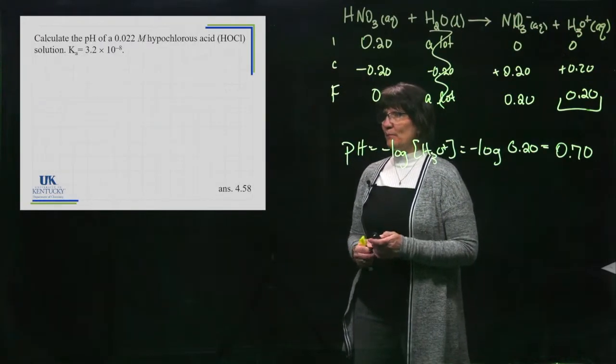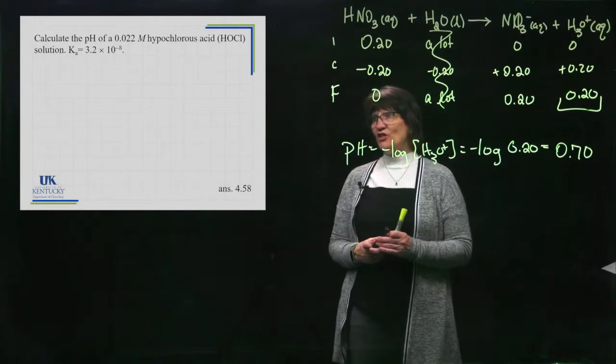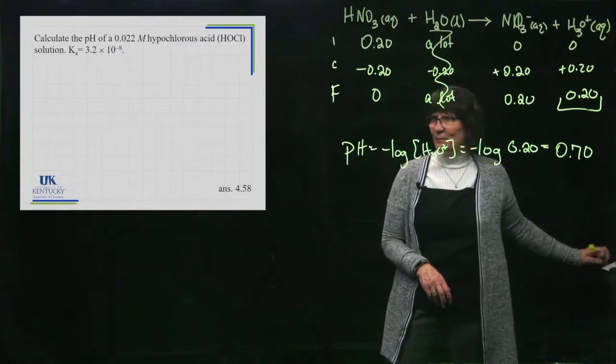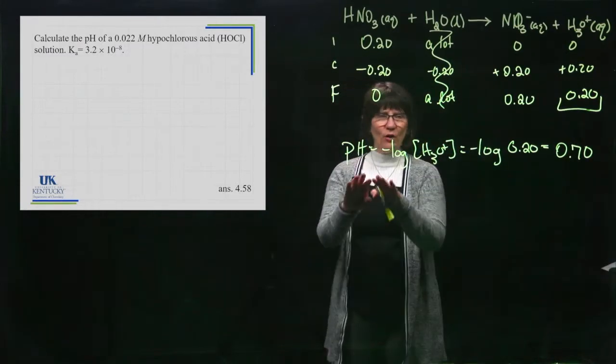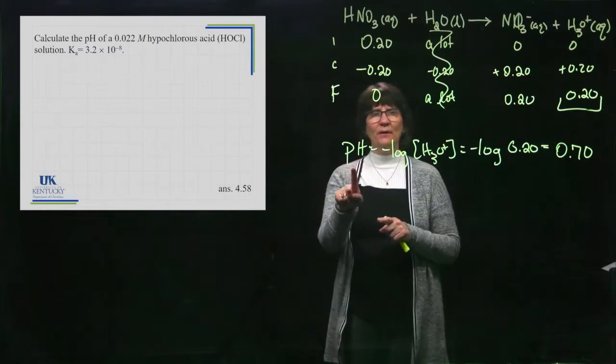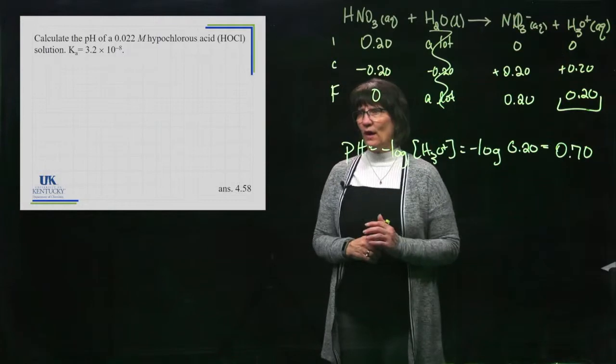So let's do an example of this one. I have hypochlorous acid, HOCl. Now it is asking me to calculate the pH of this solution. So I know at some point I need to know the H3O+ concentration so that I can get the pH. Whenever I'm trying to get the pH, that's the last step right before I get it.